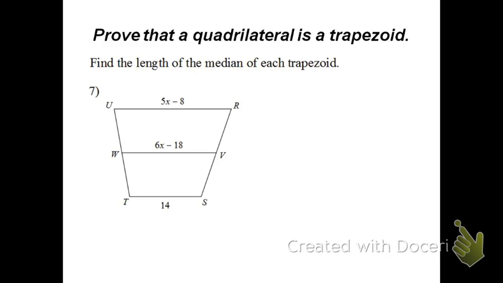Because I think the next one here, yep, we got to find the length of the median. That's what I meant. Okay, so not only are we solving for x, we got to go back and plug it in this time. Now, let's try it out. So if we double the median, which is 6x minus 18, we can set that equal to the sum of the top plus the bottom. So we have 5x minus 8 plus 14.